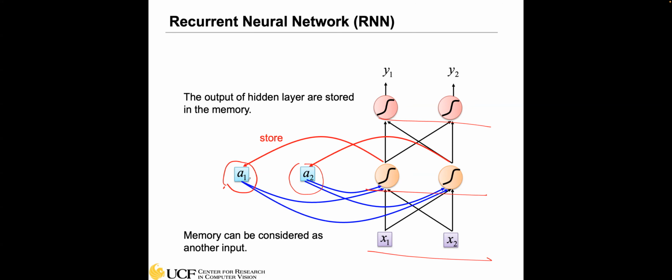The memory can also be considered as another input when processing the next input. First you process "arrive", then another input, "Orlando", comes in. When you process the word Orlando, whatever value is stored in the memory can also be considered as another input. So it's not an individual input anymore. You have another stream of information flowing into the hidden layer.